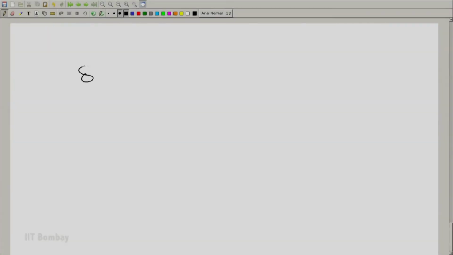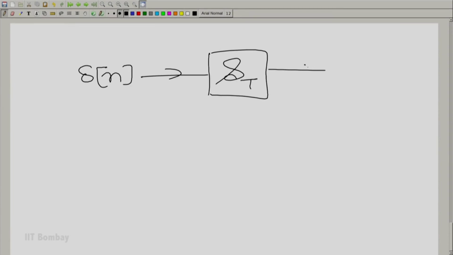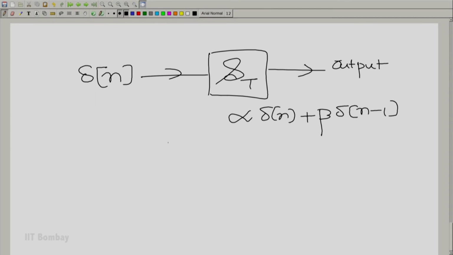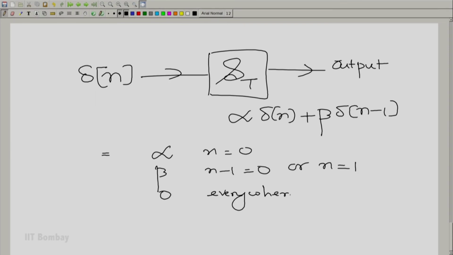Let us give it a unit impulse as the input. So, we have delta[n] being given to the system S, and we query the output. Very easy. The output is going to be alpha times delta[n] plus beta times delta[n-1]. This is very easy to understand. This is essentially alpha at n equal to 0 and beta at n minus 1 equal to 0, or n equal to 1, and 0 everywhere else.